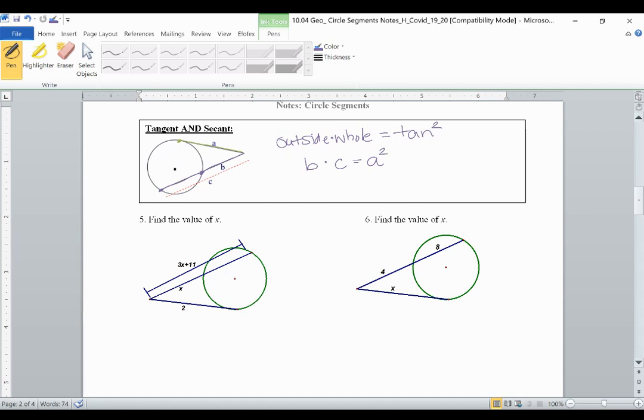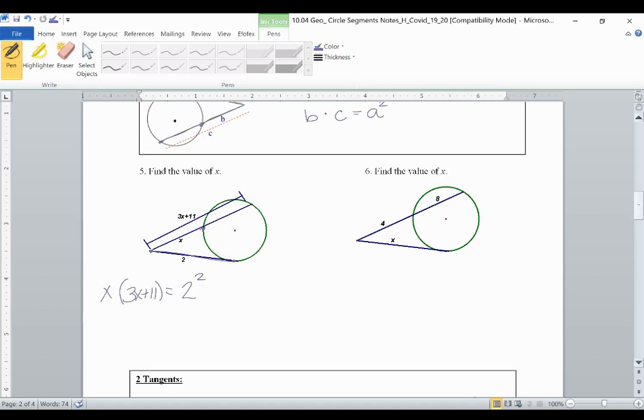Now let's try it on these problems. So the length of the whole secant here is 3x plus 11. And the outside portion, just from here to here, is x, equals, here's my tangent. And another note that I should have made here is assume that these lines are tangents, hitting exactly 1 point. So we're going to square that. And now we're just solving.